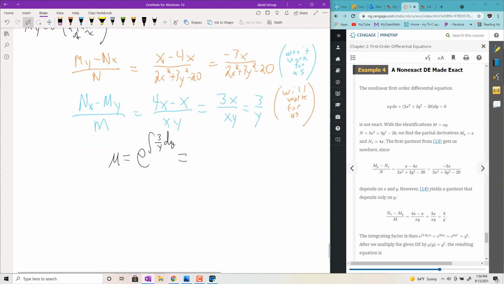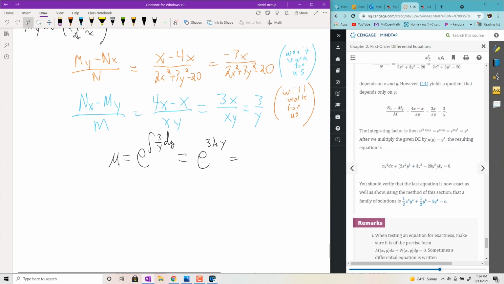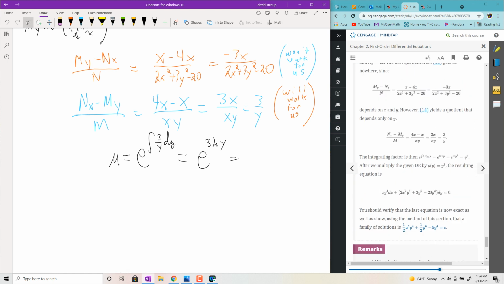So anyways, what will you have then? E to the 3 ln y. As usual, when you're dealing with this, you could avoid the absolute values. That's really dependent on which interval you're in. We're not given an interval here, though. I'm just going to go by the seat of my pants and presume I don't need the absolute value. So I'll have e to the ln of y cubed, doing a power rule on this, and that'll be y cubed.